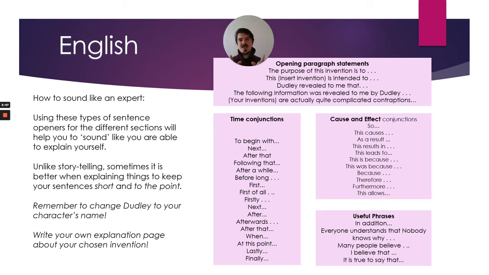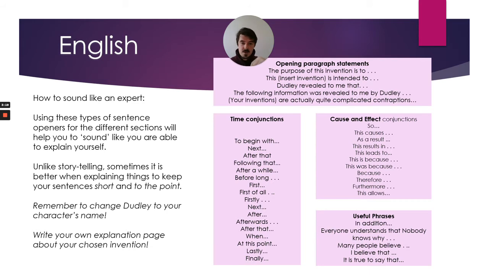Now you are writing it as if an animal is explaining to you. So I've used the word Dudley because he's the one in the book. And you can change that to your character. So I know that one of you has got a character called Ludo, for example. Dudley revealed to me that, so you would change that to Ludo revealed to me that the toaster works using an electrical current, and so on. You carry on from these starting points to help explain your invention.